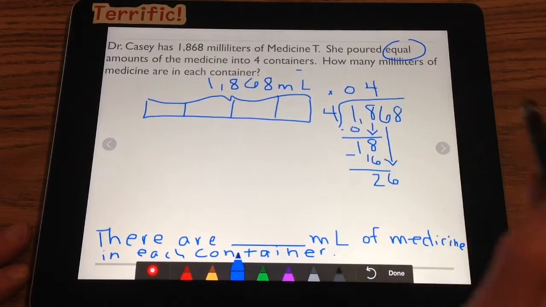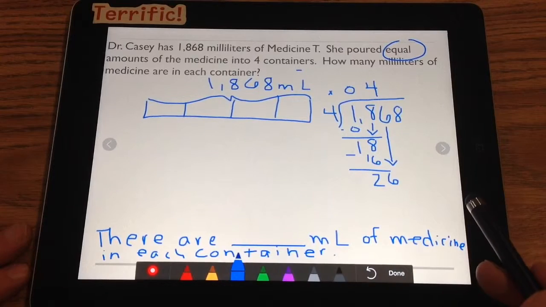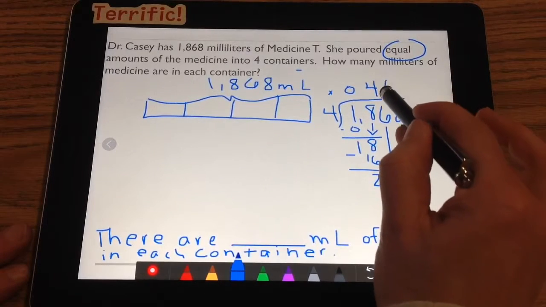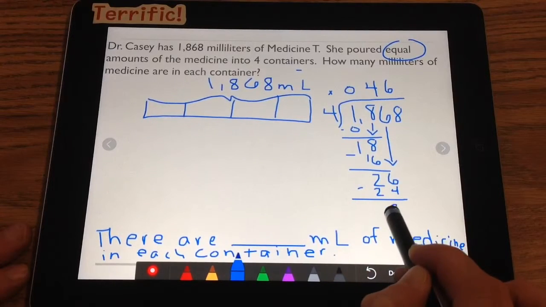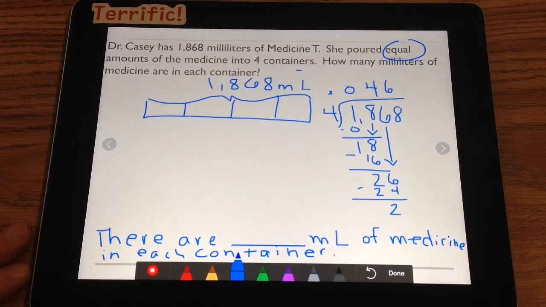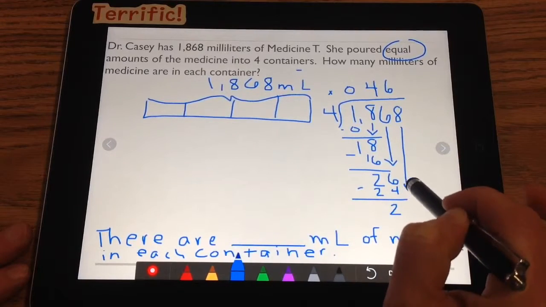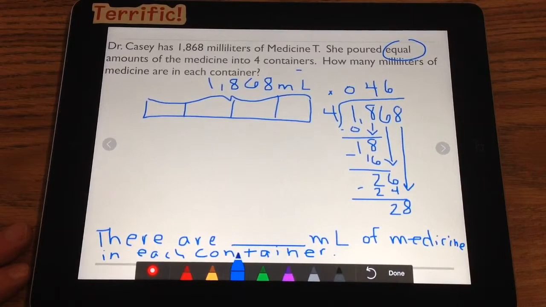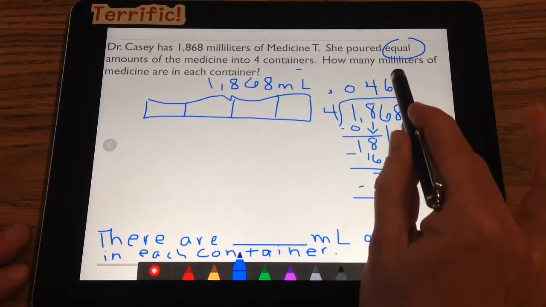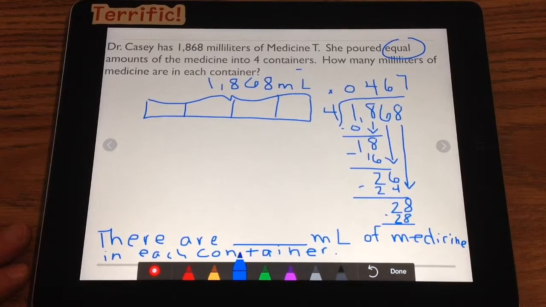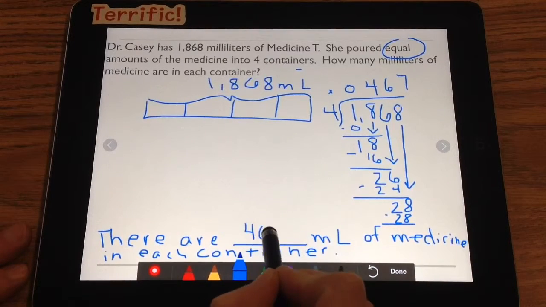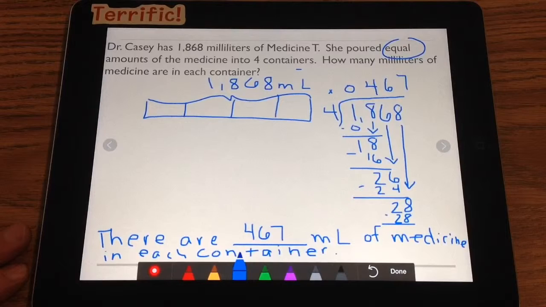I know that 26 goes into 4 groups 6 times, because 6 times 4 is 24. Subtract again, and now I have 2 tens left over. How many ones is that? Right, 20. I also had 8 ones originally, so now I have 28 ones. And I know that 28 goes into 4 groups 7 times with no remainder. So there are 467 mL of medicine in each container.